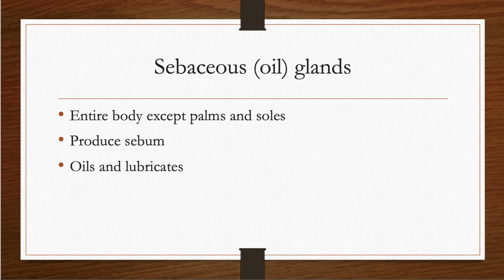Sebaceous glands or oil glands are all over the body except for the palms of the hand and the soles of the feet. They produce sebum, and its function is to oil and lubricate the skin.